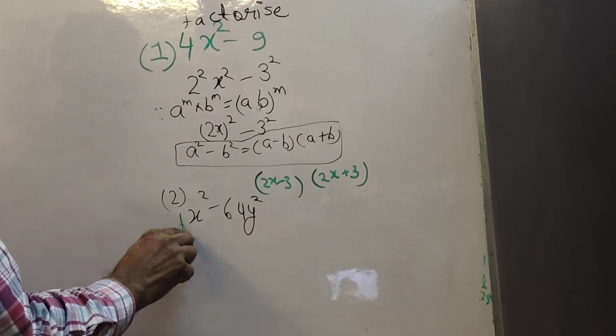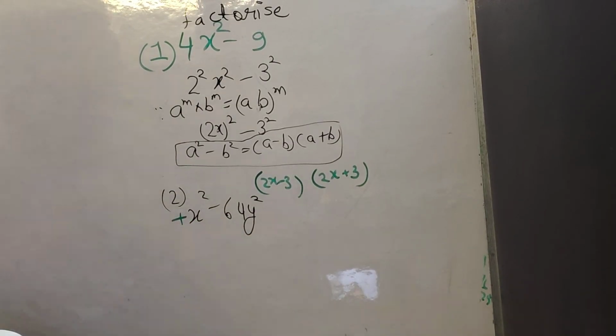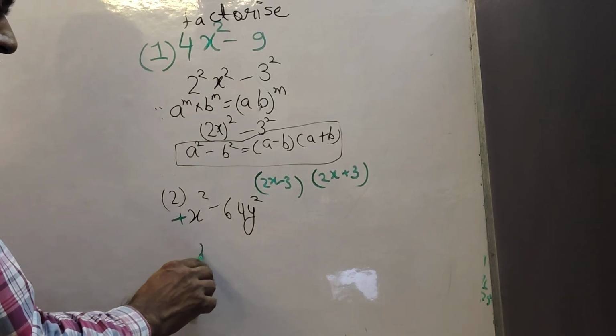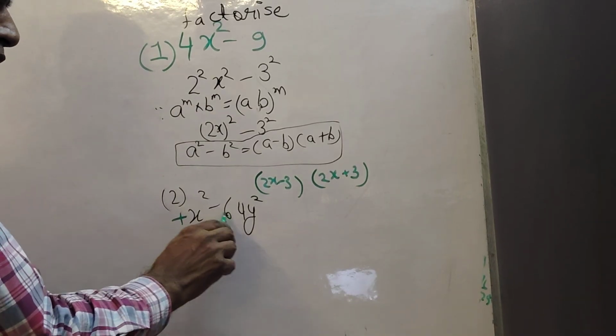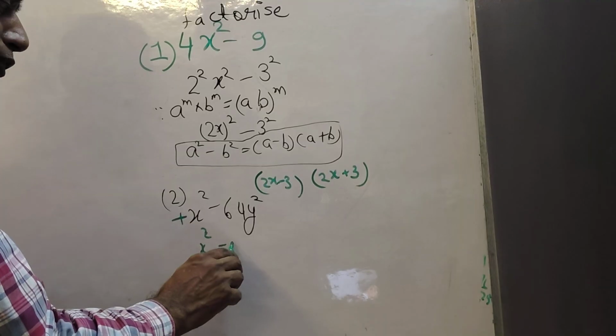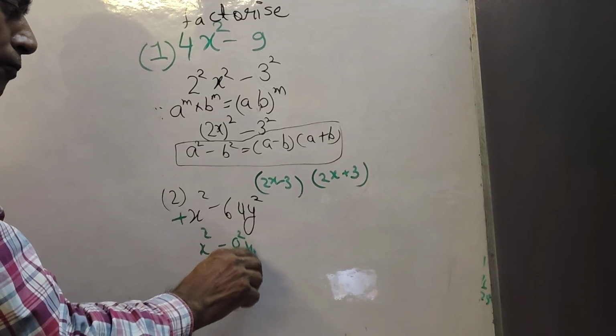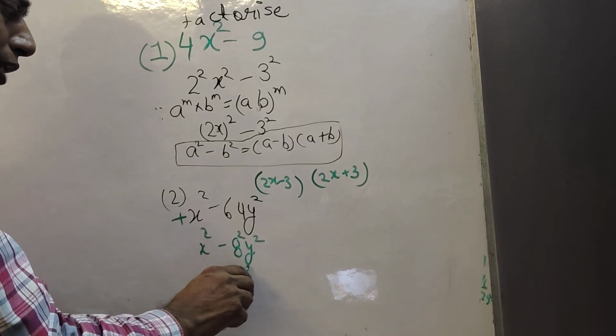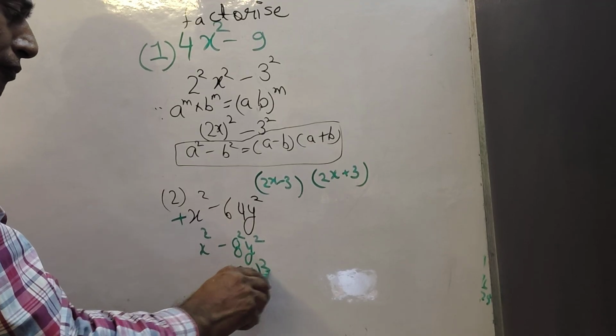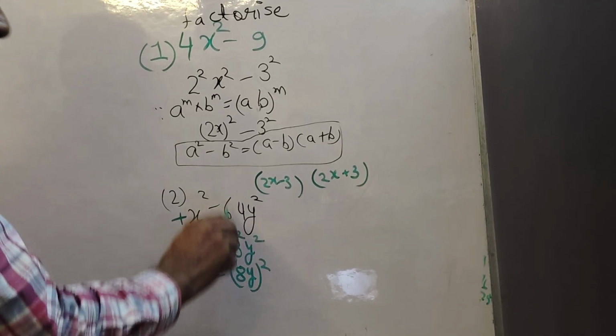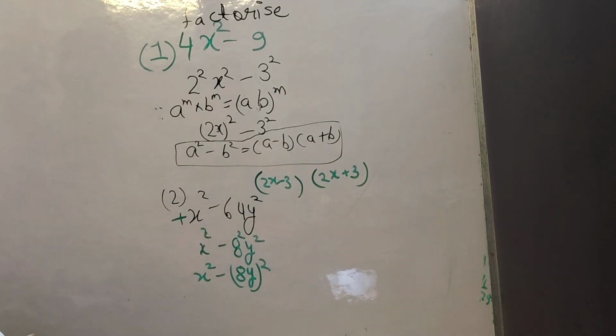Again there is a binomial with two terms. The first term is x square, the second term is minus 64y square. Now 64y square is written with 64 as the square of 8, since 8 square is 64. Now the square taken common becomes 8y whole square. So it is again the same identity, a square minus b square. This is a very important identity.